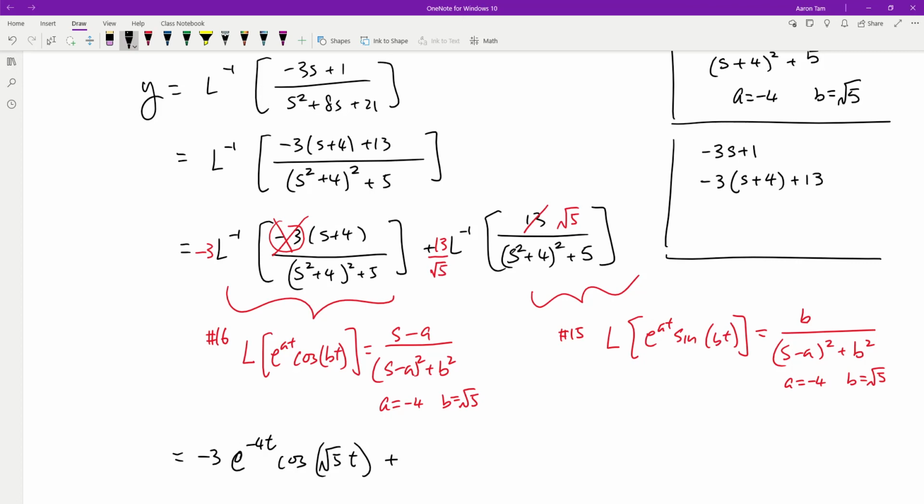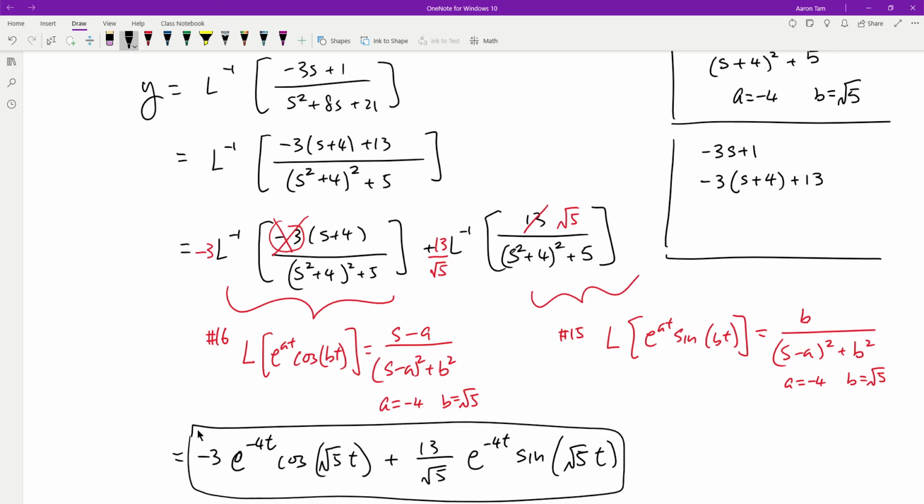So now I'm ready to write it out. So therefore it becomes 13 over radical 5. And see, now this matches formula 15 with a being negative 4, b equal radical 5. I can now plug it in and say, well, that's e to the negative 4t sine radical 5t. So some of these problems do require you to do some work to fit into the solution. The key takeaway here is the following.